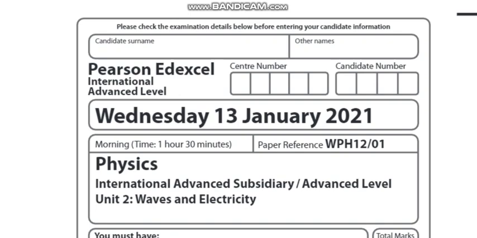Today I'm attempting the physics paper from the International Advanced Subsidiary Level, Unit 2, Waves and Electricity, and it's the fresh paper of Jan 2021. So without further ado, let's get started.